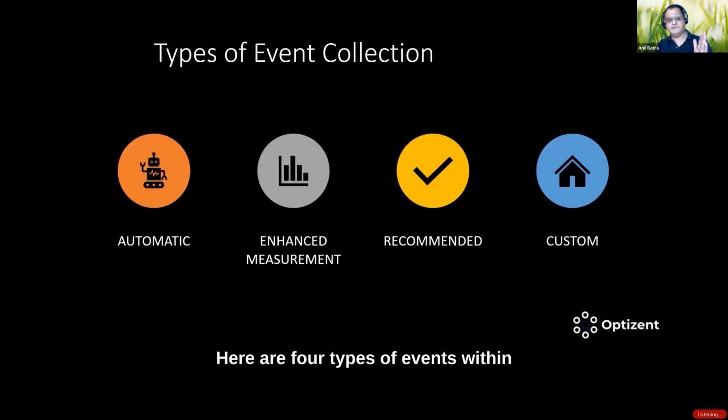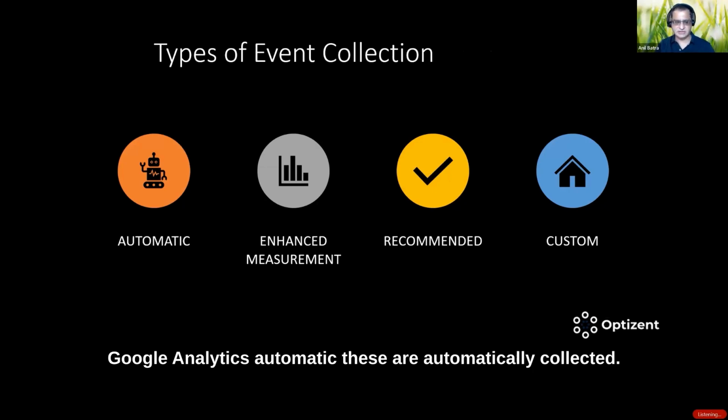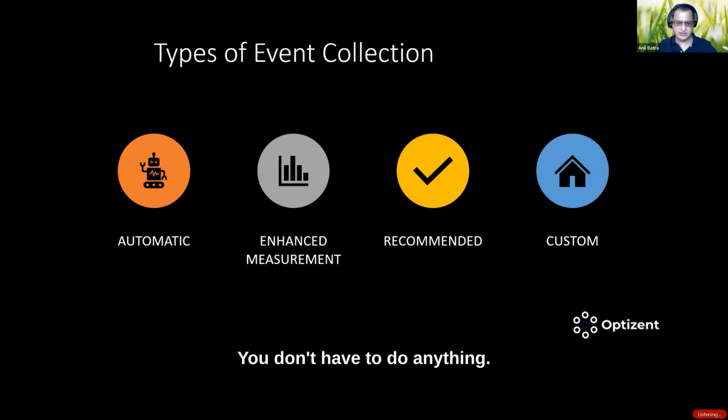Here are four types of events within Google Analytics. Automatic, these are automatically collected. You don't have to do anything. Once you put in your code, they'll automatically be captured for you. Then there are enhanced measurement events. These are automatically enabled for you. However, you can turn them off. You can't turn automatic off. You can turn these ones off.